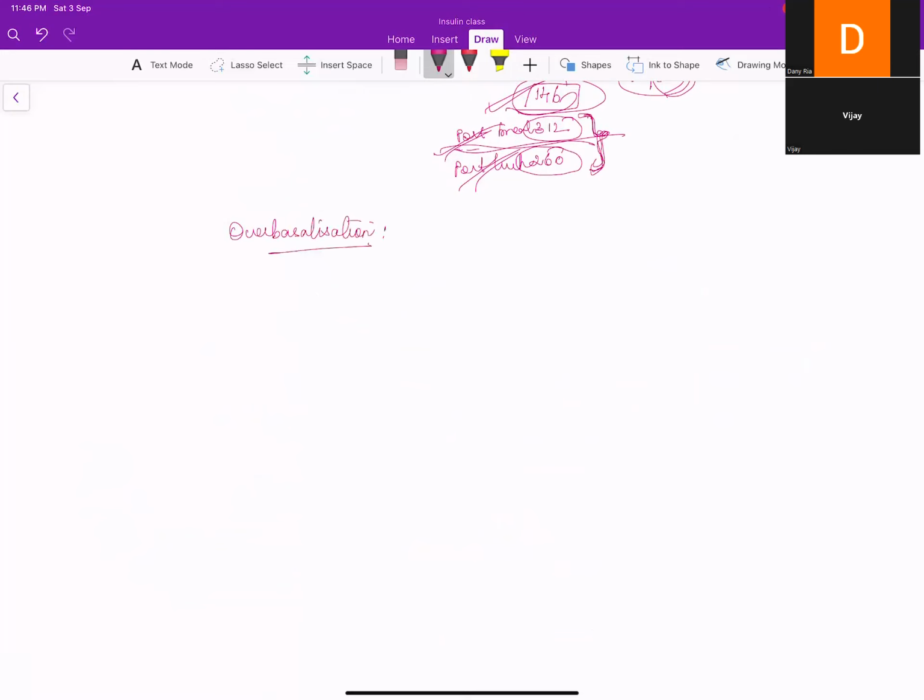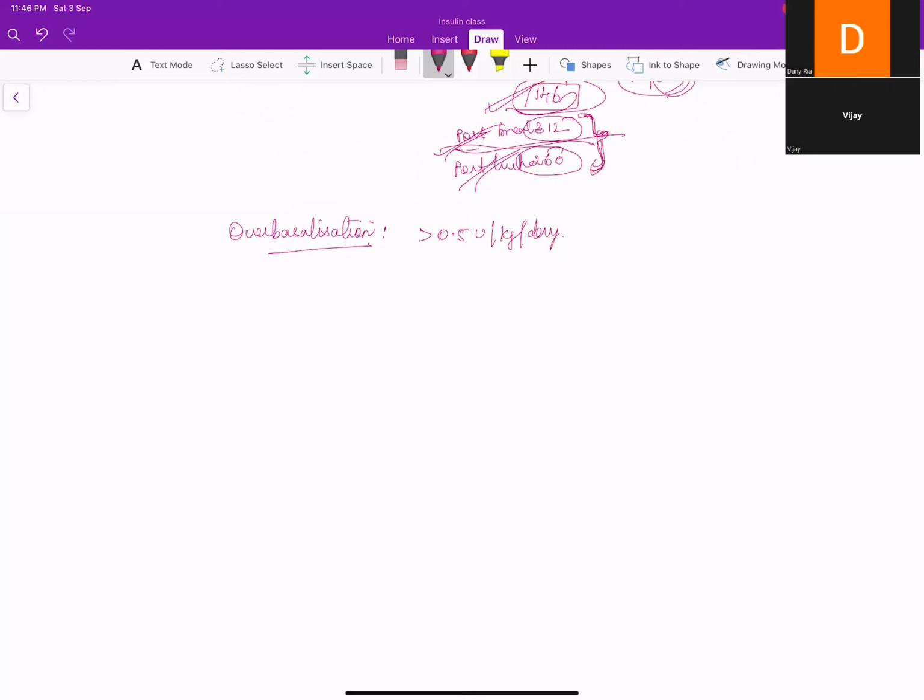You can never use basal insulin more than 0.5 units per kg per day. I told you to start at 0.1 units per kg per day. Then I told you to titrate every 2 days by 2 units. Finally, assume that a 60 kg person gets 30 units on titration. 0.5 units per kg, you can never go beyond that.